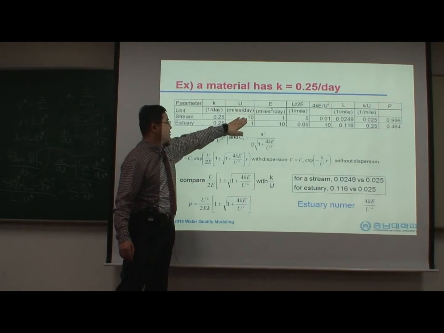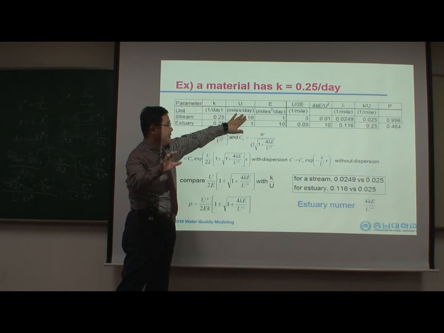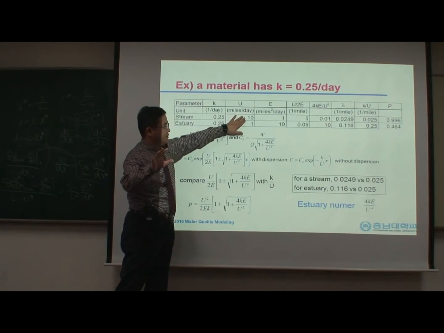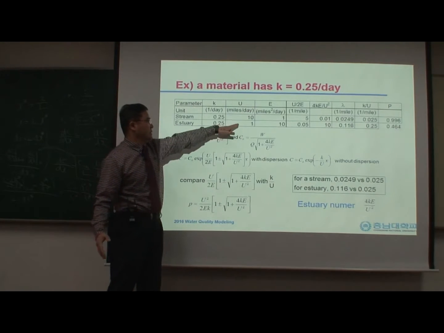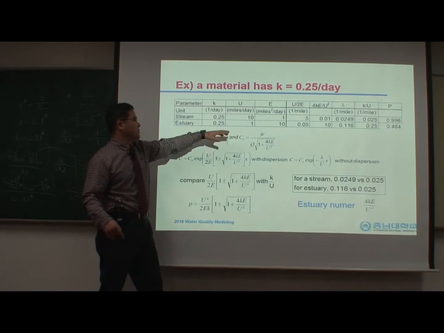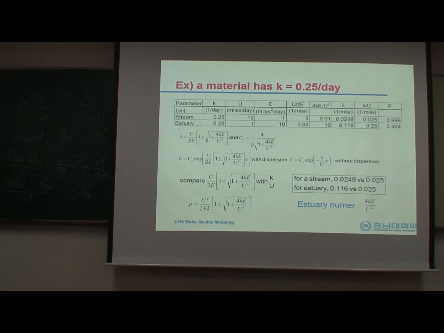In a river, you have bigger velocity. Let's say we have 10 miles per day. A mile is about 1.6 kilometers, by the way. And this is 1. And the dispersion number, obviously, in the estuary situation, we have a bigger dispersion number, which is 10 and 1.